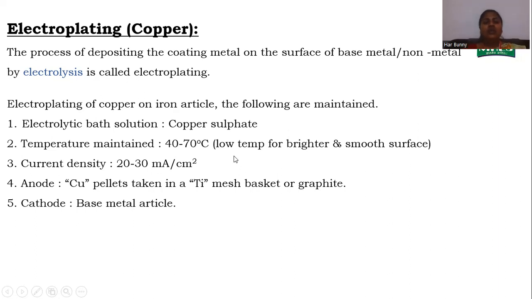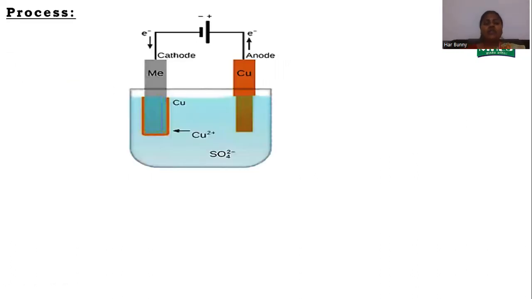The anode and cathode are directly connected to a DC current source. And that current density has to be 20 to 30 milliampere per centimeter square, right? And here the anode is copper pellets and the cathode is the base metal, that is nothing but iron metal. Okay, so these are the conditions for electroplating of copper on iron metal. Right? Let us see the process.